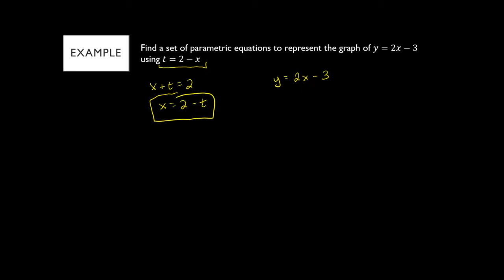You basically take whatever you decided t to be, solve for x, and that gives you one of your parametric equations. Then you plug that into your other equation. So x is 2 minus t, and you solve. So we get y equals 4 minus 2t minus 3. And 4 minus 3 is 1, so you get 1 minus 2t.